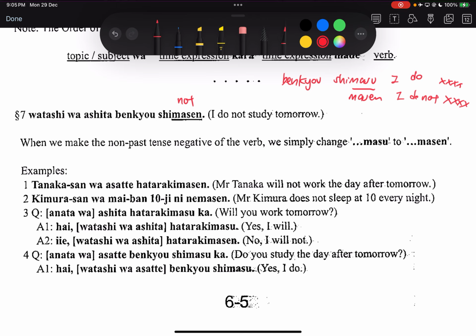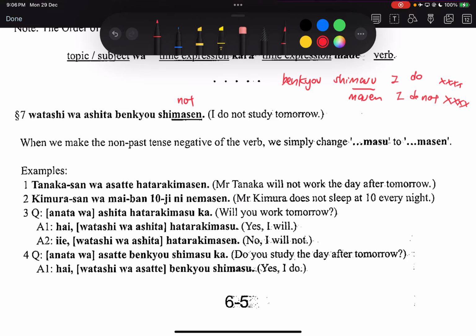Next example. 田中さんはあさって働きません. So あさって働きません means the day after tomorrow will not work. It can be will not work or do not work. Japanese doesn't have could, should, would, so you just have to infer from the sentence. Next. 木村さんは毎晩10時に寝ません. 毎晩 is every night. So 10時に寝ません means at 10 o'clock do not sleep. Basically this person does not sleep at 10 every night.